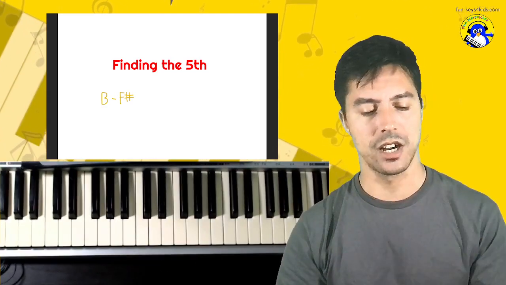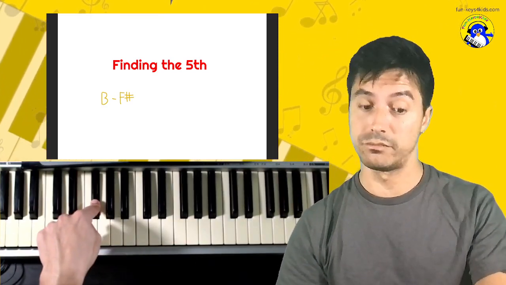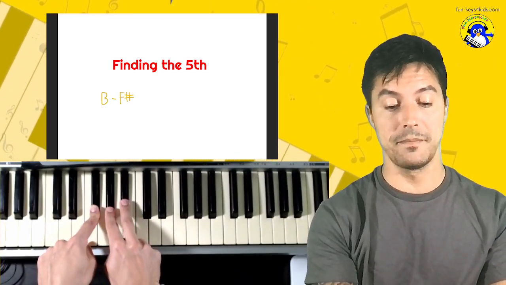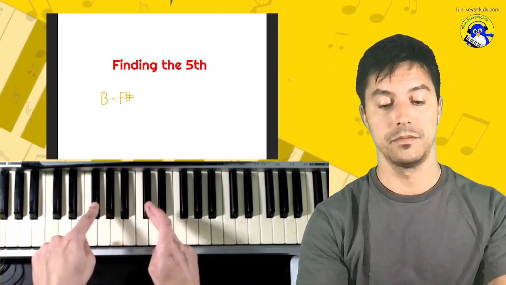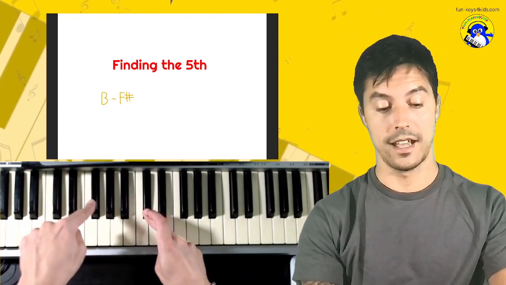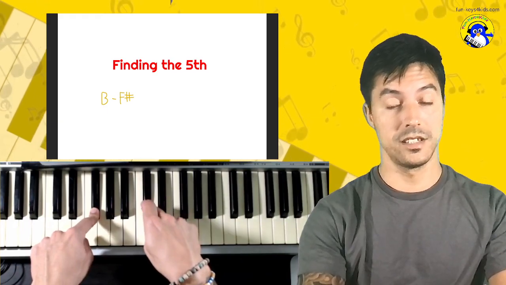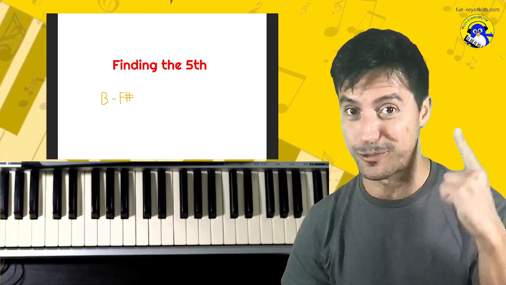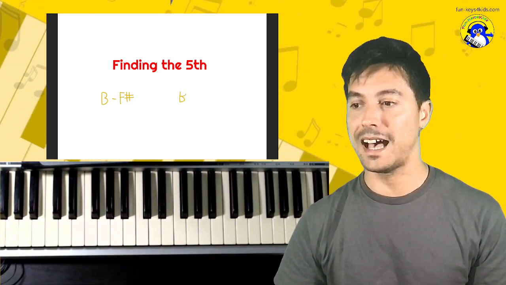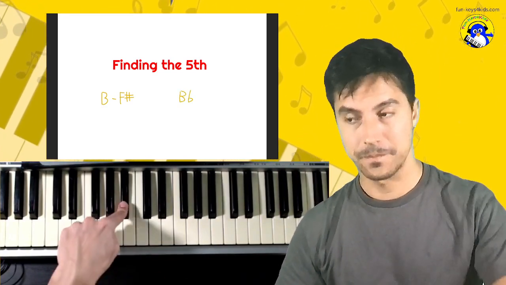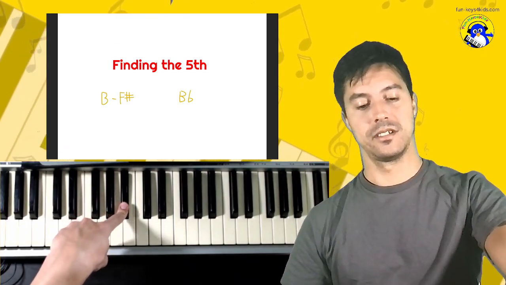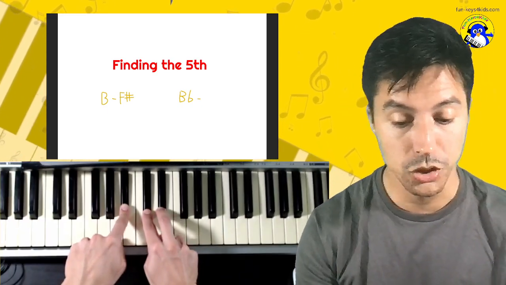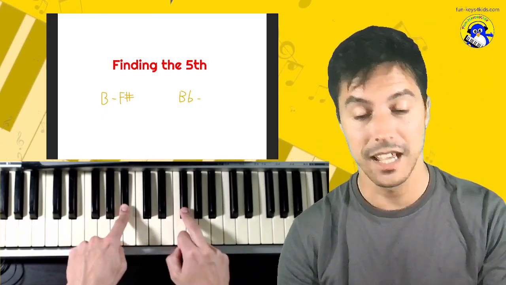Let's find another one. F sharp. What's the fifth of F sharp? Let's follow the rule. 1 and 2 black keys, I skip them, and the next black key is C sharp. So F sharp, the fifth will be C sharp. You can do that with any black key apart from 1. Again, there's always 1. So B flat is the exception. B flat, if we follow the rule, 2 black keys, and the next one F sharp.